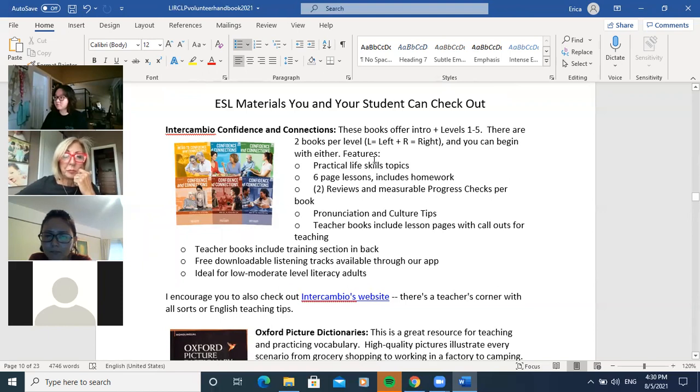So you can start with right, you can start with left. They are at the same level. So can we pick these up? Are they available to us? Yep, we have hard copies here at the library. Okay.